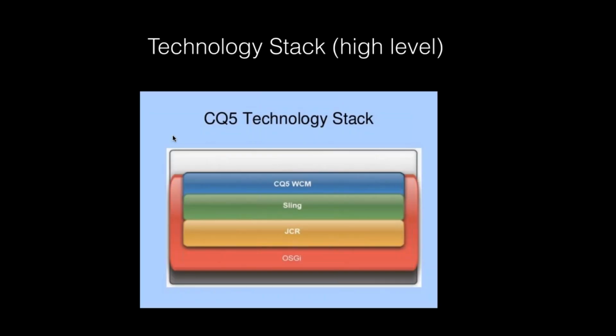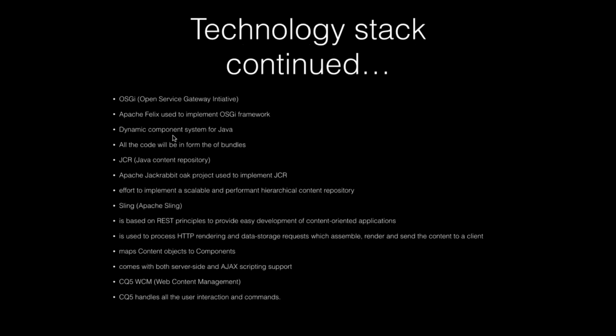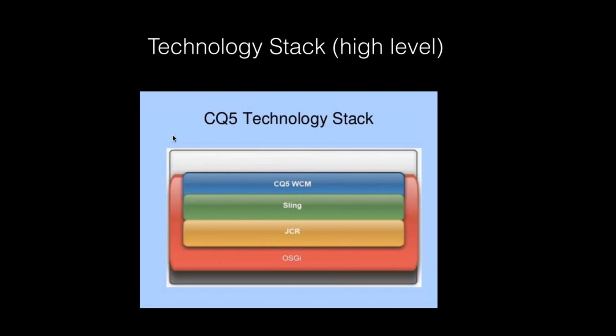The stack: the base layer is the Java virtual machine, on top of it is the OSGi layer, on top of OSGi you have the JCR, and on top of JCR you have Sling, which is nothing but the translators, and then the CQ WCM layer, which is the end rendering layer. This is the technology stack on a high level, and then we slightly did a deep dive into all of this.